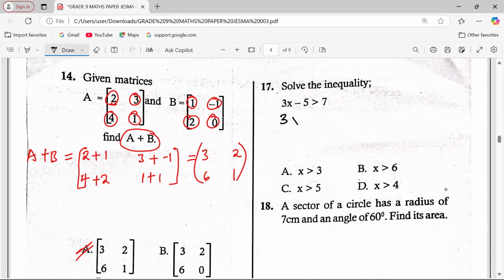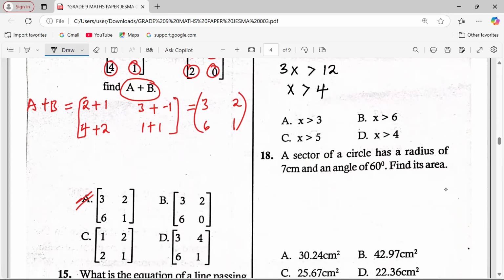So 3x, then we take negative 5 to this side, where it will be added. We will have 7 plus 5, whereby this now becomes 12. And to remain with x, 3 has to divide through. So x greater than 4, meaning that the correct answer is part D.